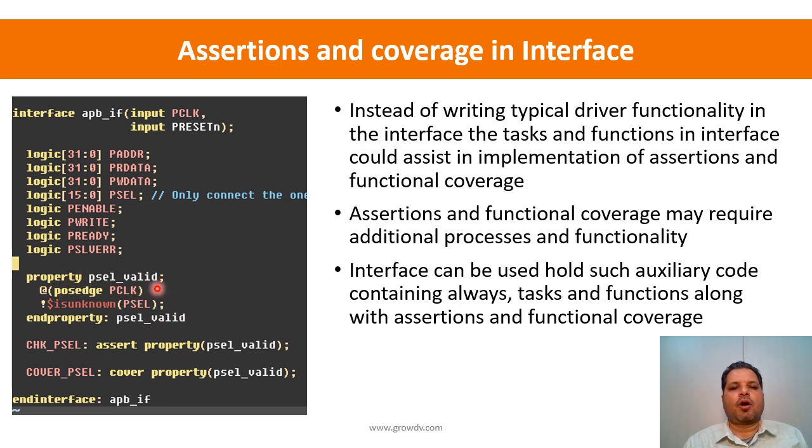I have put a property, p_cell_valid: at posedge of clock, not $isunknown of p_cell. It checks that on every positive edge of the clock, the value of p_cell should never become unknown, or X, right? So it checks that it always remains valid. And this property can be both asserted, as I am doing here, as well as covered. So this is one example.